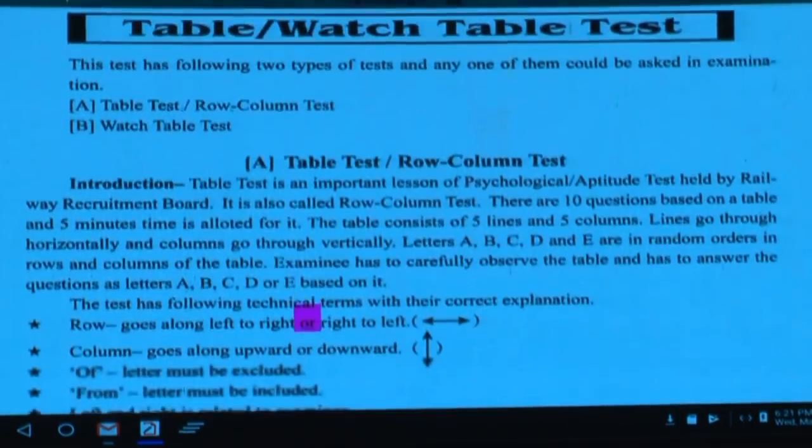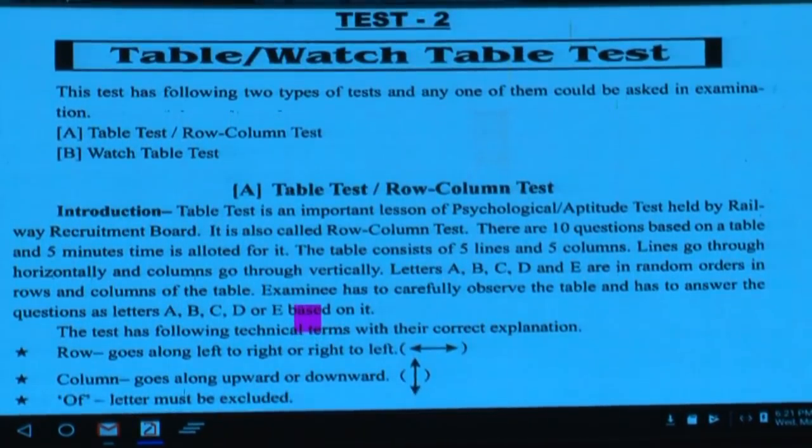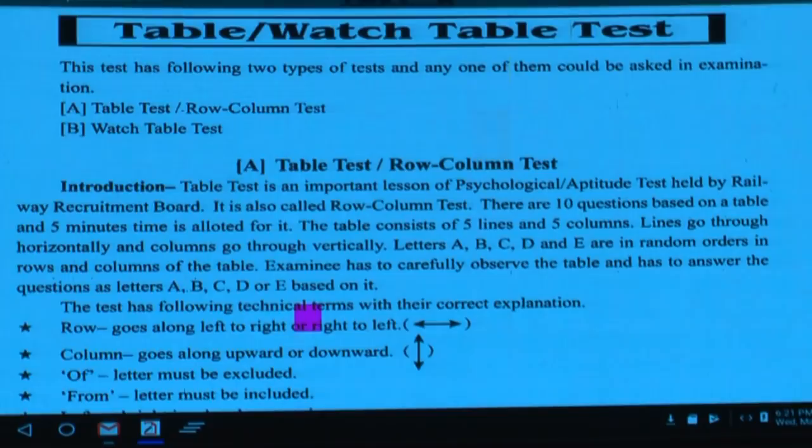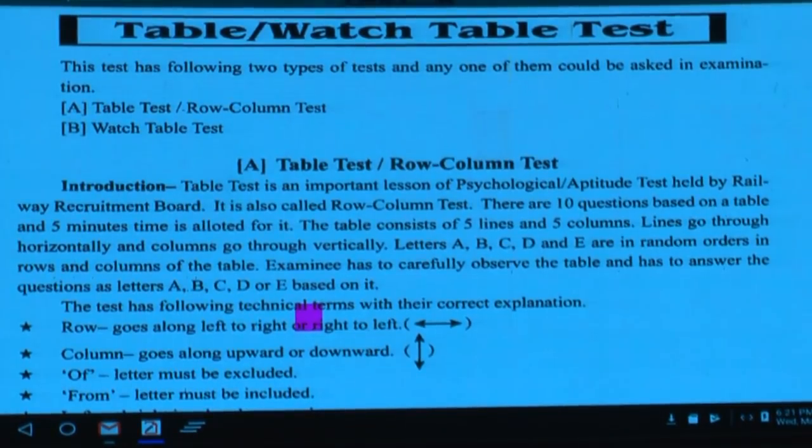First, there were some conditions given under this row column test. This test has the following two types, and any one of them could be asked in the examination. Between these two, one will be given: either the table test, or row column test, which comes under the first category, and the second one is the watch table test. Yesterday we had discussed the watch table test.